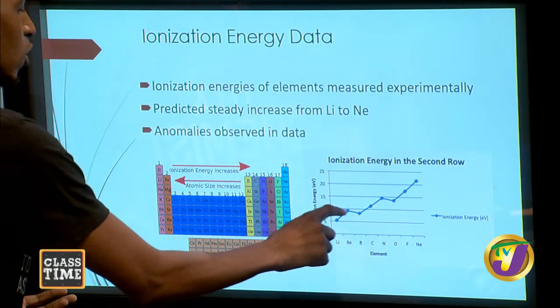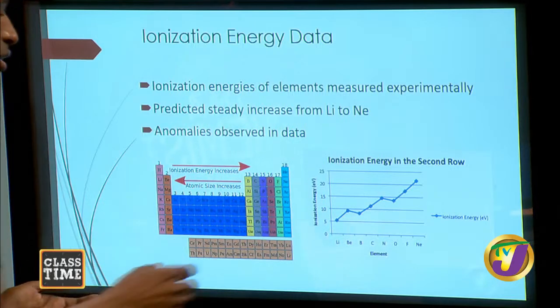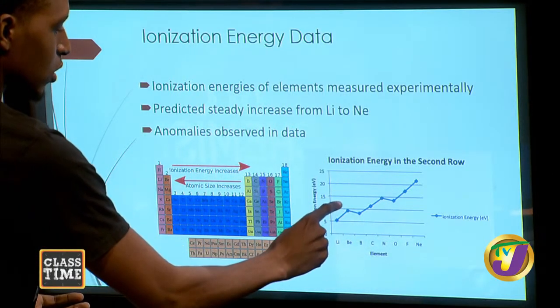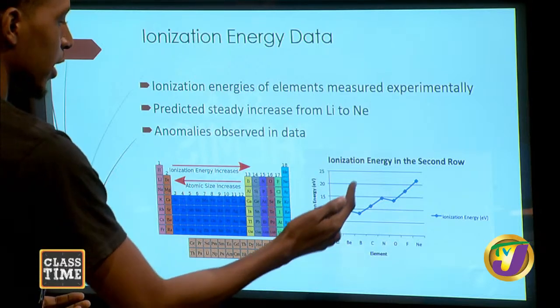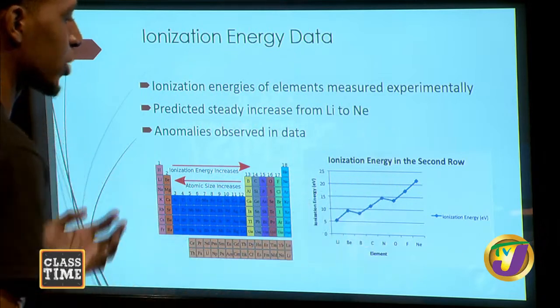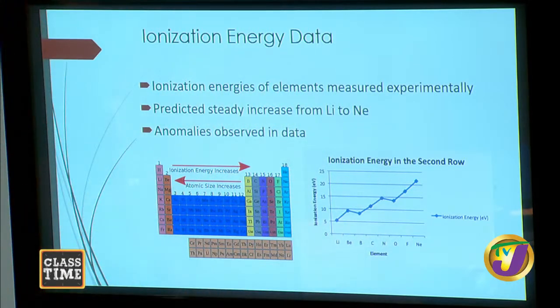Now, let's take a closer look at these three. We're going to analyze each kink. So let's look at beryllium, boron, and carbon, and then we'll look at nitrogen, oxygen, and fluorine, to see what is actually happening.